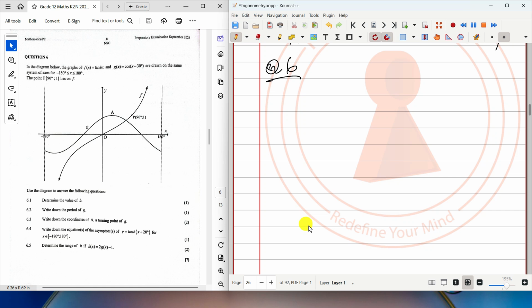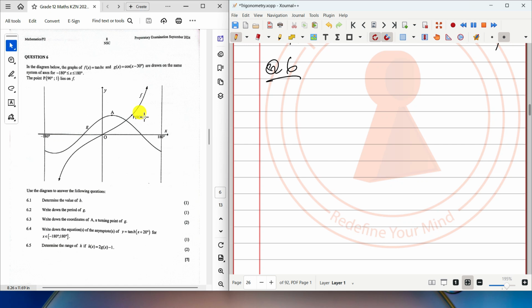So I want to tell you something. When you look at g of x, it is your normal cosine, but it has shifted 30 degrees to the right. And then you look at your tangent. When you look at this graph, where's the tangent? Here it is. You can see that the distance between two asymptotes is 360 degrees.